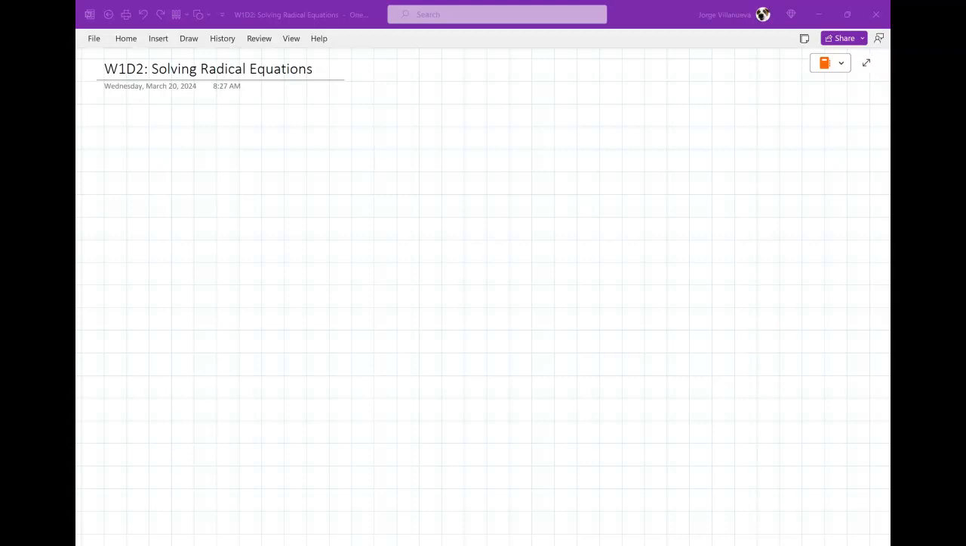All right, so the section number, yesterday I explained a W1D2. That means week 1, day 2. All right, so there's going to be a W1D1, D2, D3. So D1 is over there in the box. D2, I'll give it to you guys today. And D3, I will do tomorrow. So solving radical equations.